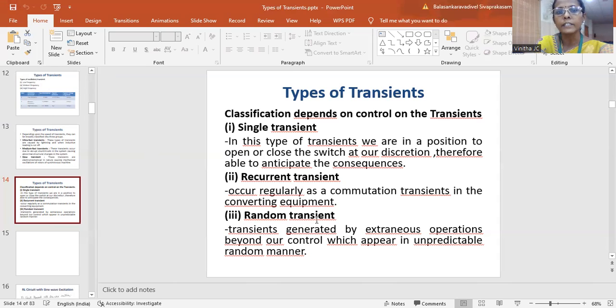And the last type of transient is called random transient. These transients may be generated by extraneous operation, that is without any symptom, in an unexpected condition. If transients are generated like that, they will be termed random transients. These transients are created beyond our control, and they appear in an unpredictable random manner. So that's why they are called random transients. So these are all the types of transients, depending upon various factors. Thank you.